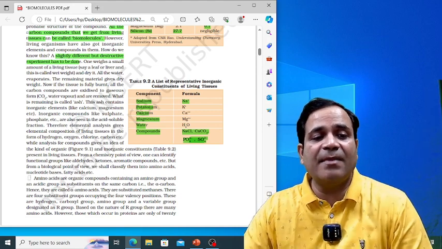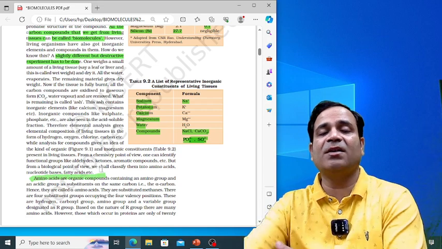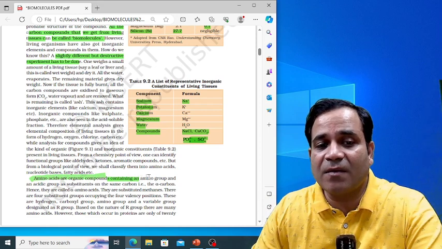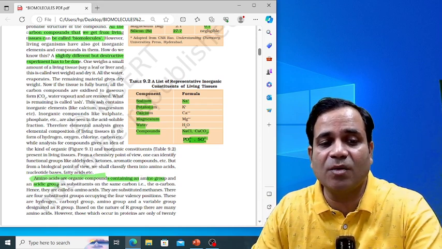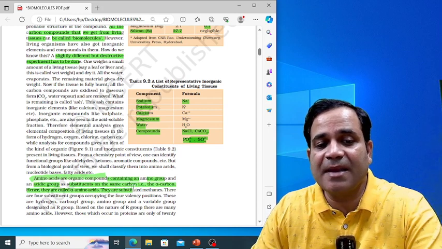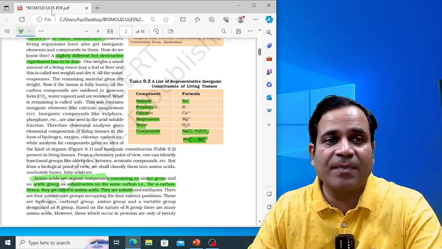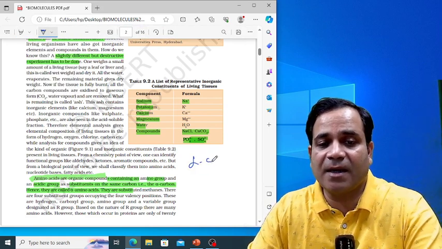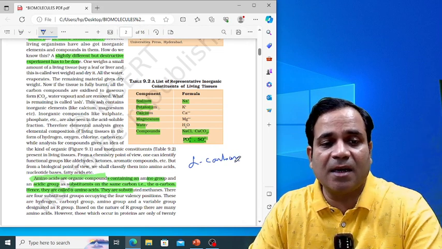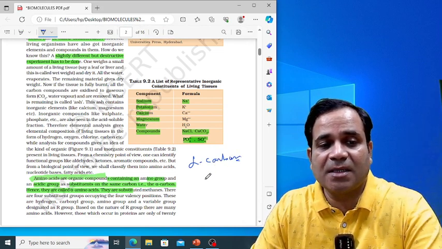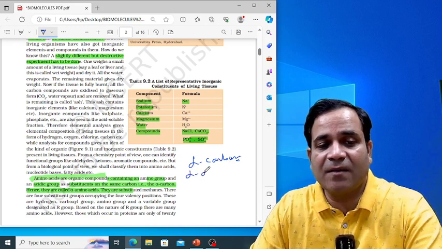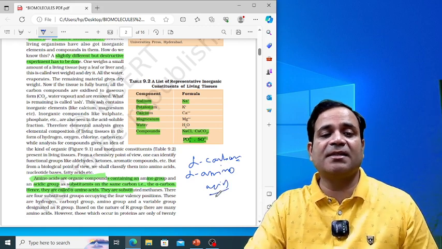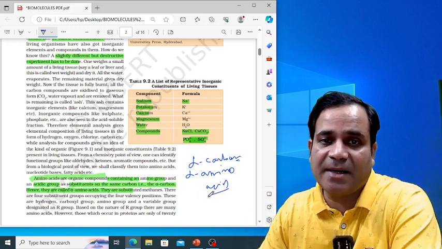See, amino acid, what is it? An organic compound. This organic compound has an amino group and an acidic group as substituents on the same carbon, that is the alpha carbon. They are called alpha amino acids, my dear. They are substituted methanes.